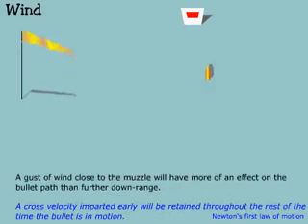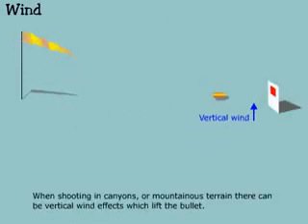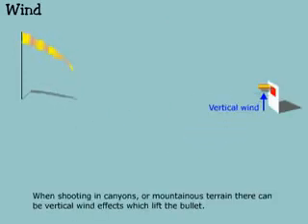A gust of wind close to the muzzle will have more of an effect on the bullet path than further down range. A cross velocity imparted early will be retained throughout the rest of the time the bullet is in motion. Newton's first law of motion. A gust downrange near the target will have little effect on the point of impact. When shooting in canyons or mountainous terrain, there can be vertical wind effects which lift the bullet.